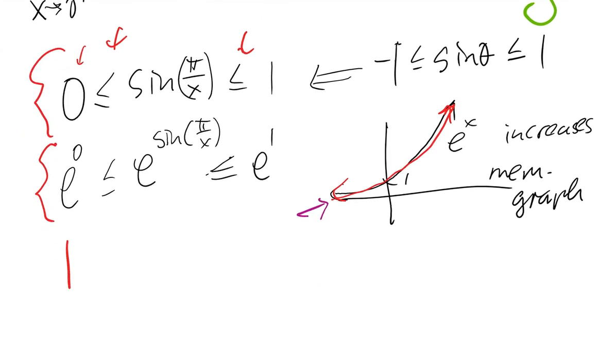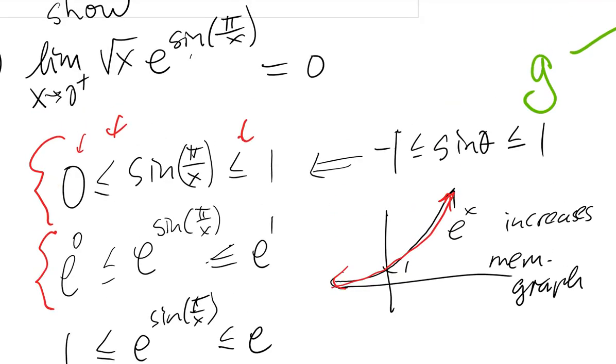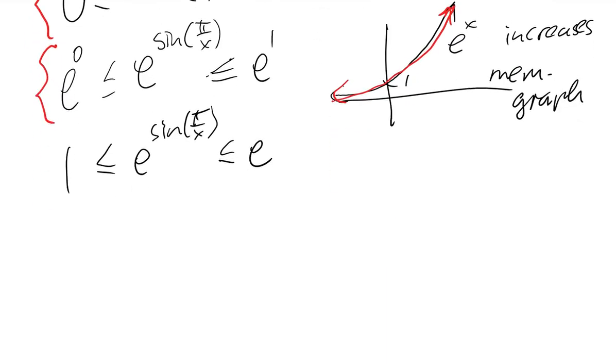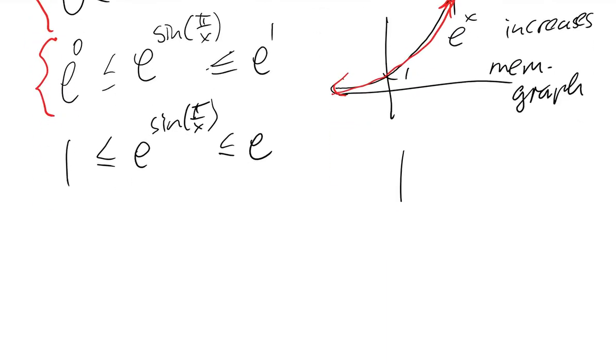Now, e to the 1 is e, and e to the 0 is 1. So this is 1 less than or equal to e to the sine of pi over x, less than or equal to e, okay? All right, so now I still have the square root of x to deal with. So I'm going to multiply everything by square root of x. Square root of x is an increasing function too. So if I multiply all 3 sides by square root of x, the inequalities still apply.